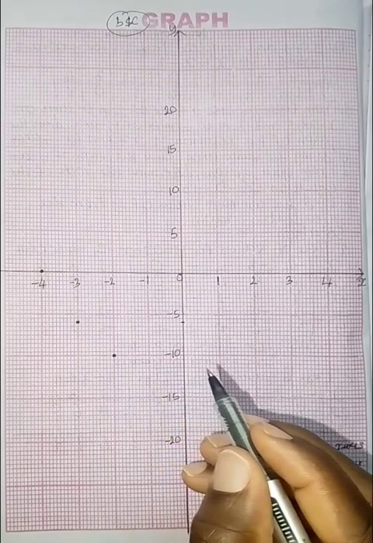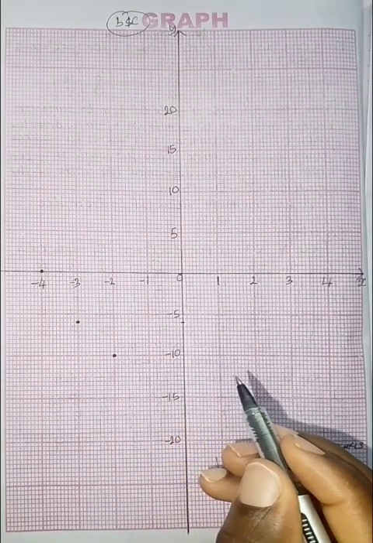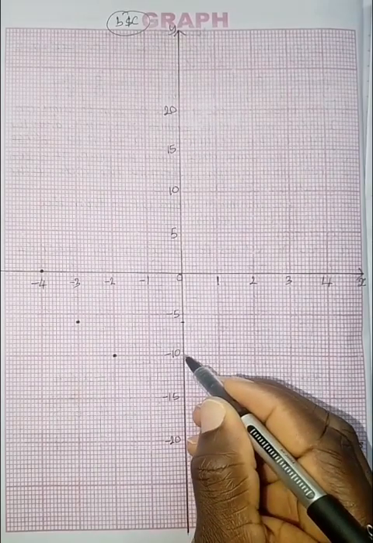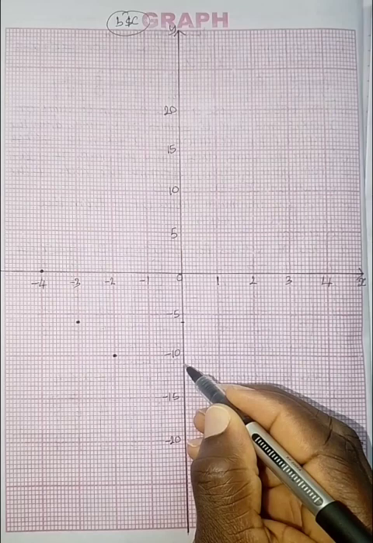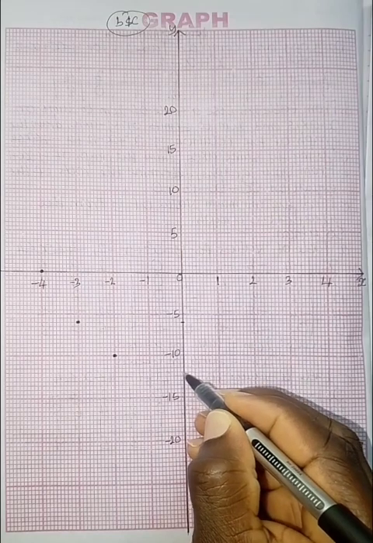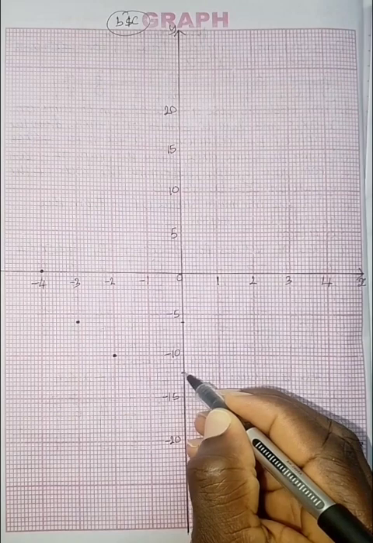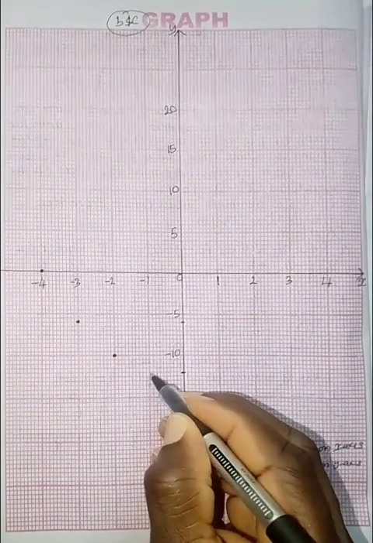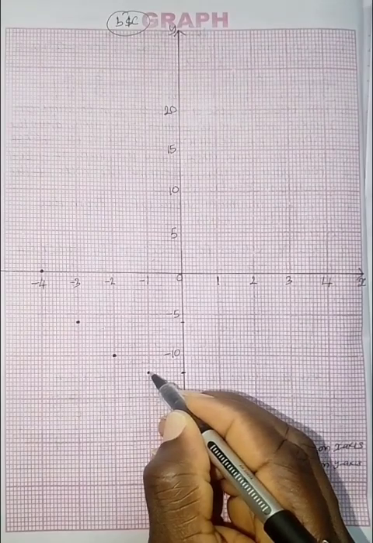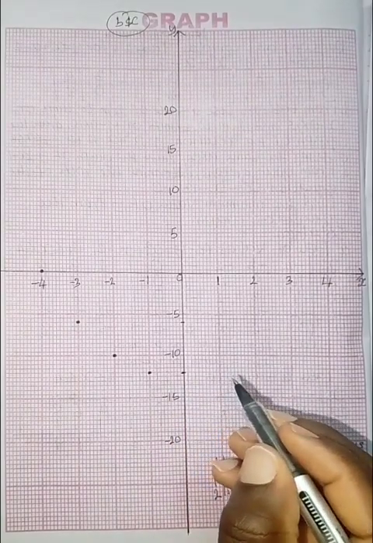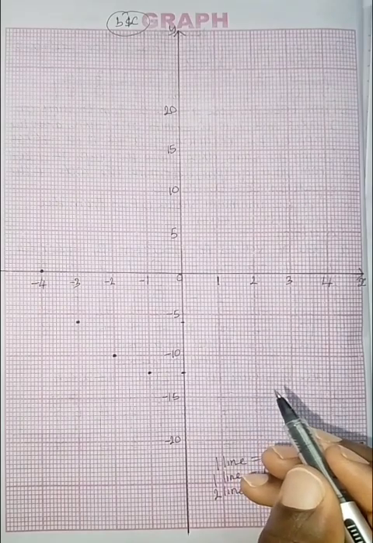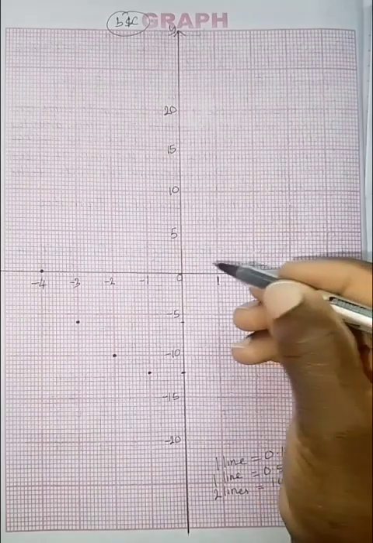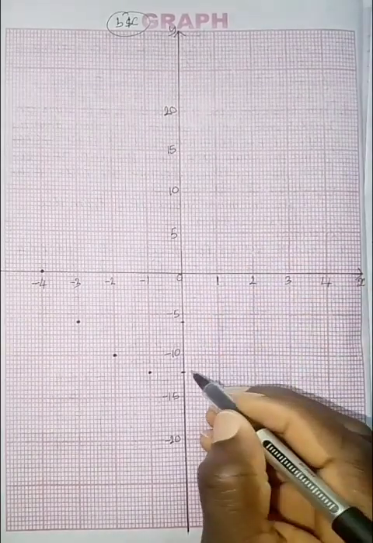When s is minus 1, y is minus 12. So after minus 10, the next 2 lines minus 11, the next 2 lines minus 12. That is somewhere here. You trace that to minus 1. You mark the point of intersection. When s is 0, y is minus 12. When s is 0 here, y is minus 12.